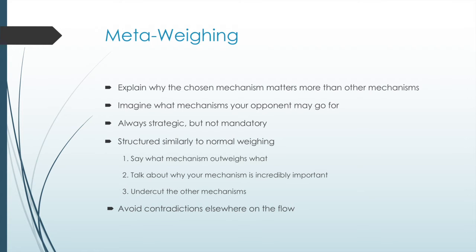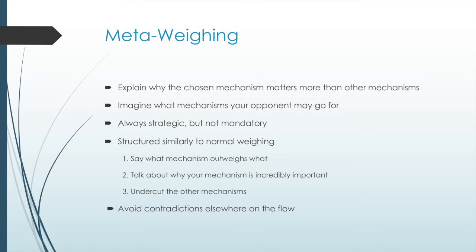You're going to just say what mechanism outweighs what, so probability outweighs scope or whatever, and then you're going to talk about why your mechanism is important and then undercut your opponent's mechanism. If that sounds familiar, it's because it's basically the first three steps of making regular weighing claims, but there's less of a need to talk about the ballot because this is more so telling the judge how to weigh between weighing claims, and the weighing claims tell them how to think about the ballot. So the ballot is already implicitly involved in this without you having to bring it up again. And then obviously there's no step 5 because meta weighing is the step 5.